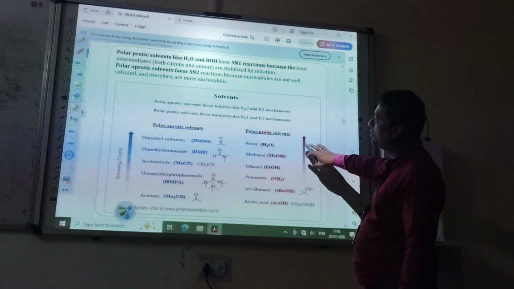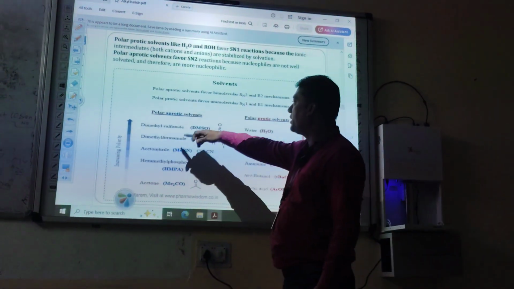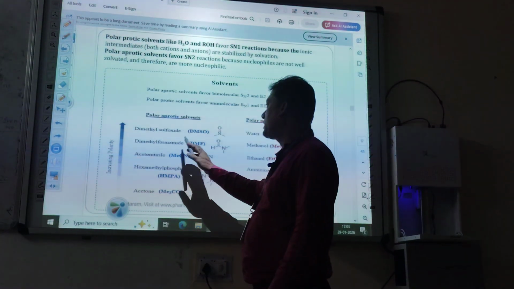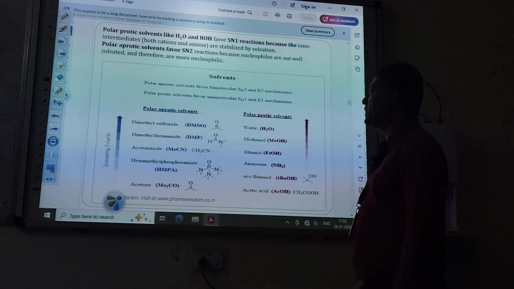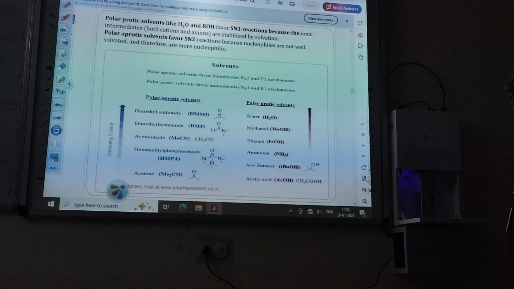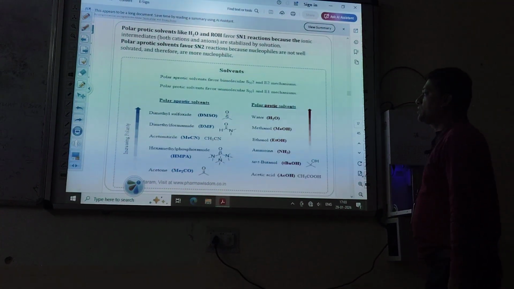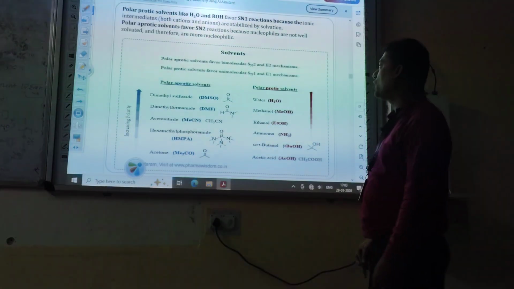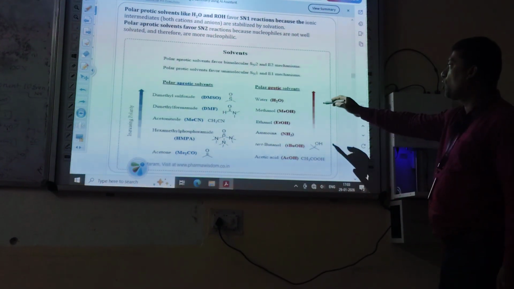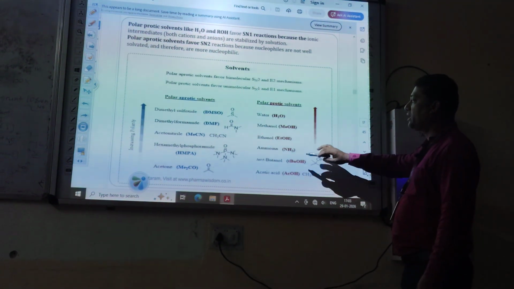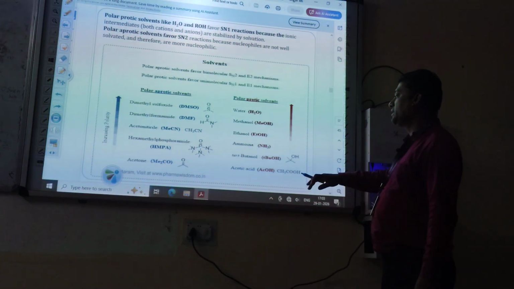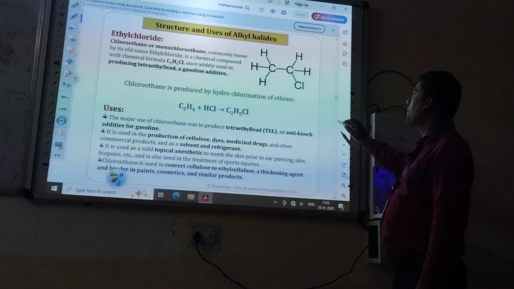These are examples of the different types of solvents. Polar aprotic solvents: dimethyl sulfoxide, dimethyl formamide, acetonitrile, hexamethylphosphoramide. Polar protic solvents: water, methanol, ethanol, ammonia, tertiary butanol, acetic acid, etc.